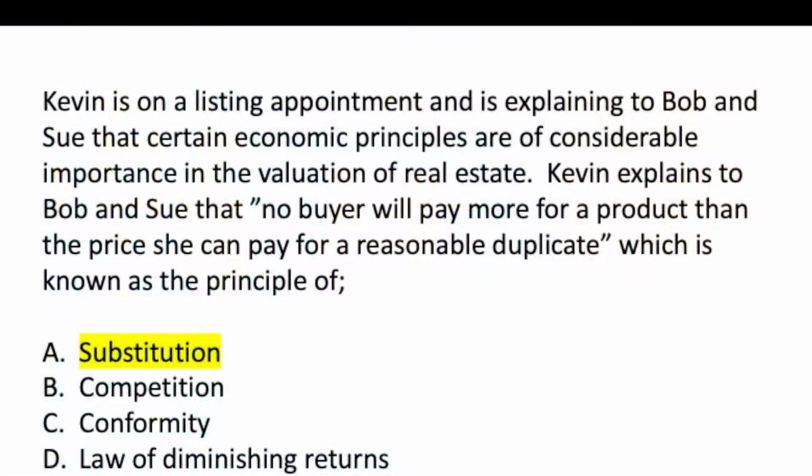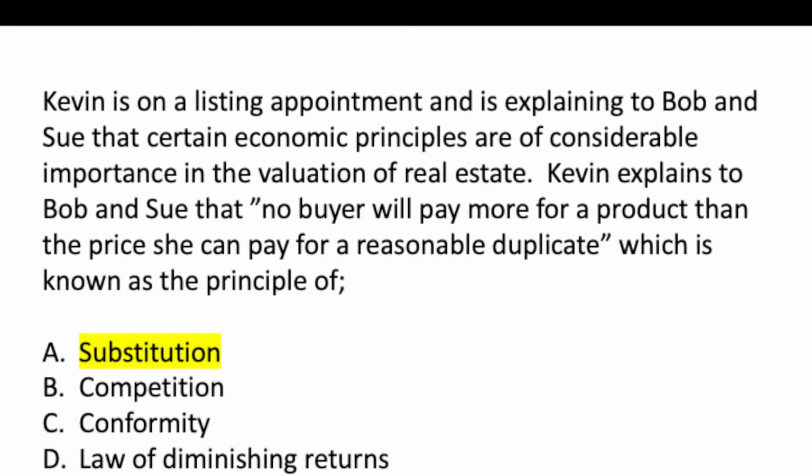Well, when you read that question, it tells you that no buyer will pay more for a product than the price she can pay for a reasonable duplicate. That is the law of substitution. We're not going to pay $150,000 for that home if there are already 2 homes in the neighborhood for sale for $100,000. So if you see that question on the exam, remember it's the law of substitution.